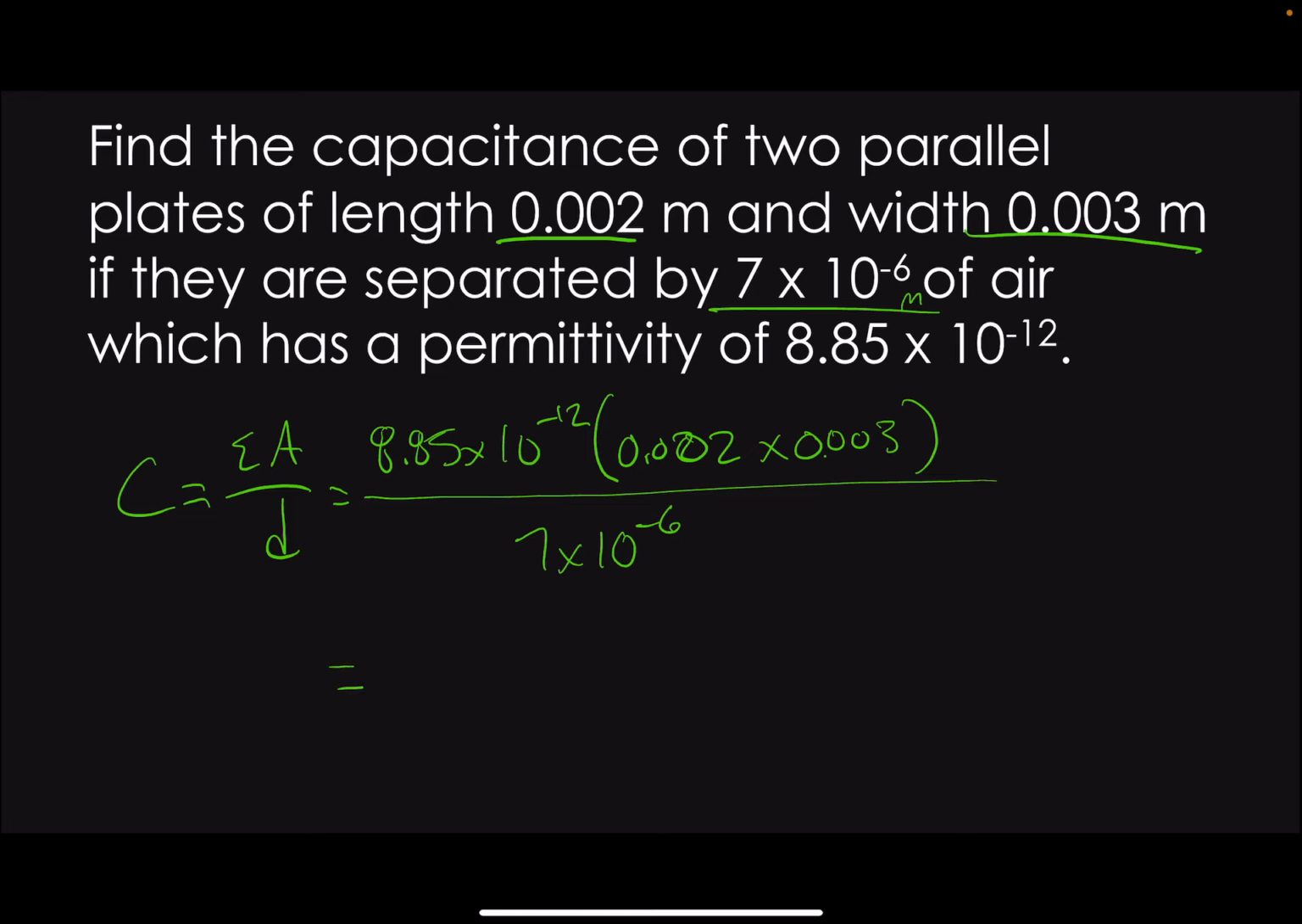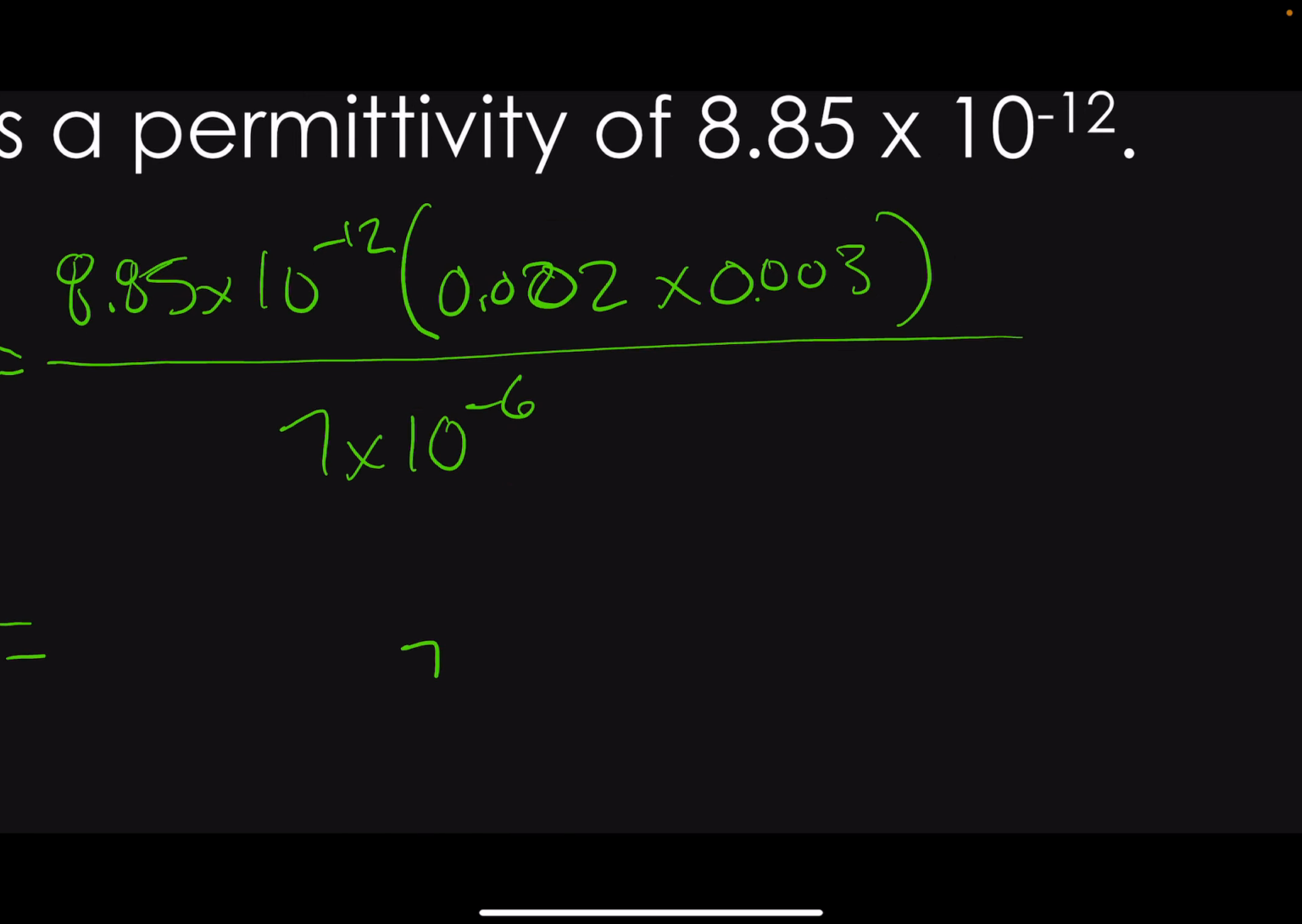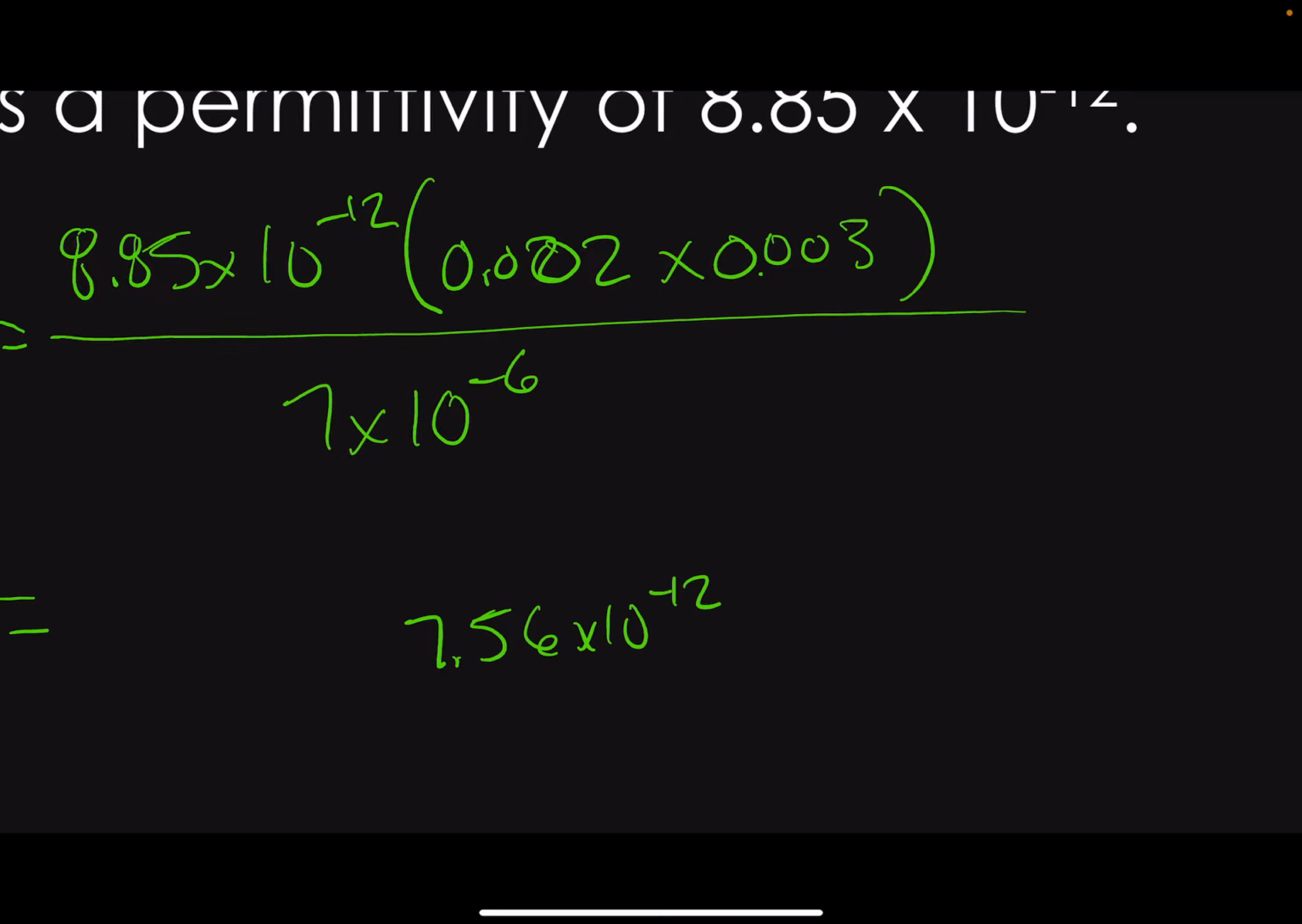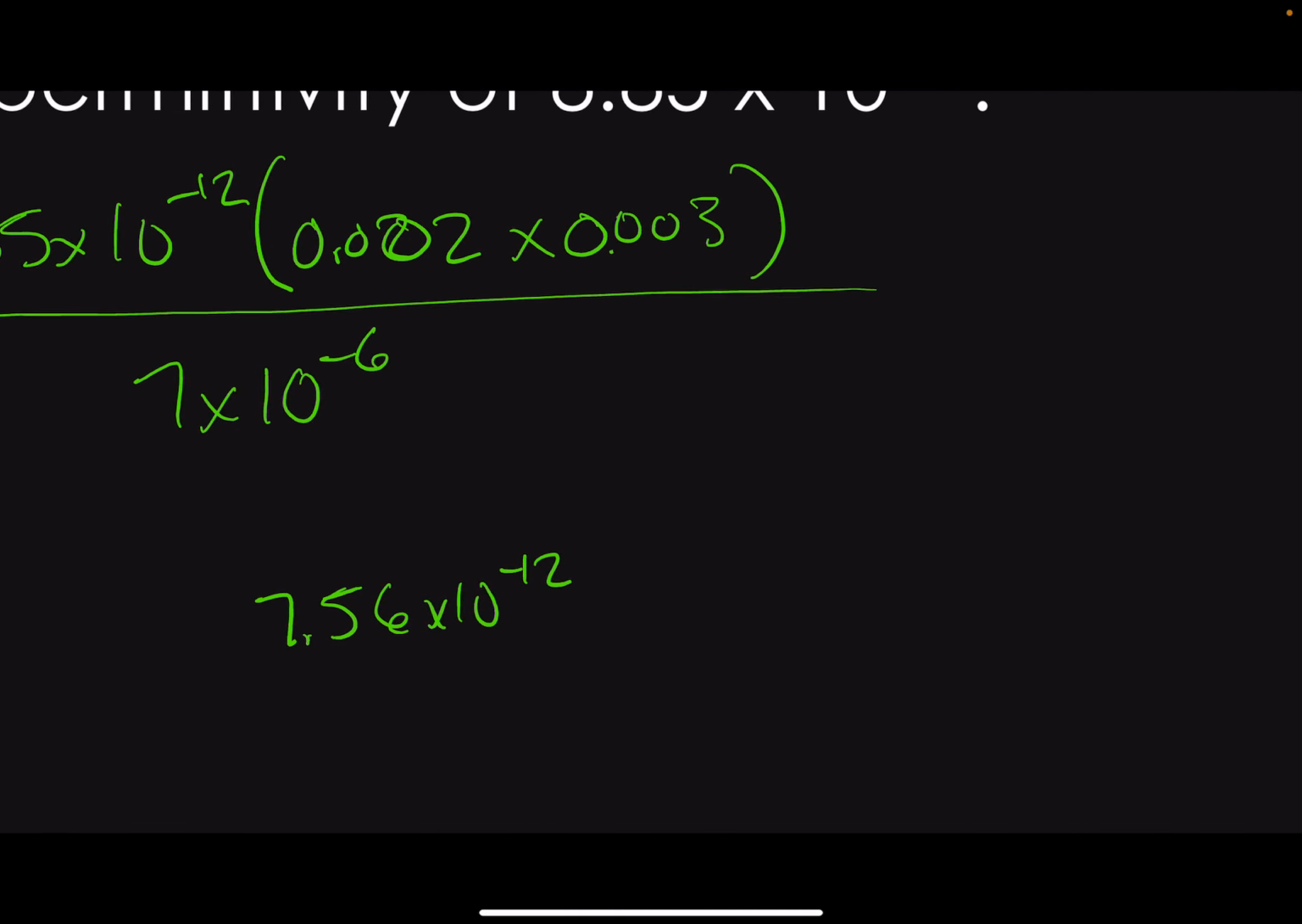So we get 8.85 times 10 to the negative 12 times 0.002 times 0.003 divided by, and we need to open our parentheses when we do the division, 7 times 10 to the negative 6, close the parentheses, and I get 7.56 times 10 to the negative 12. And of course, this is the capacitance, so it's measured in farads.